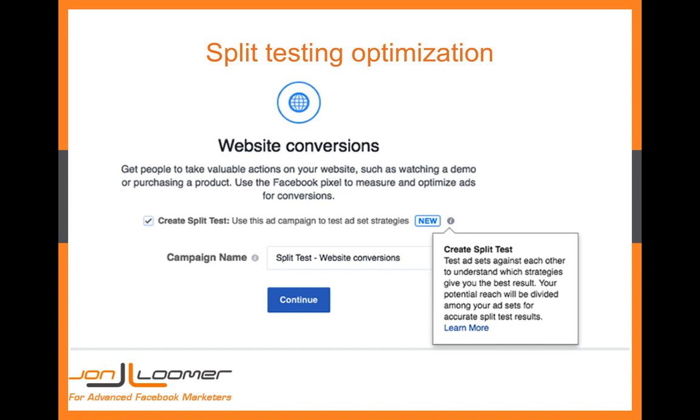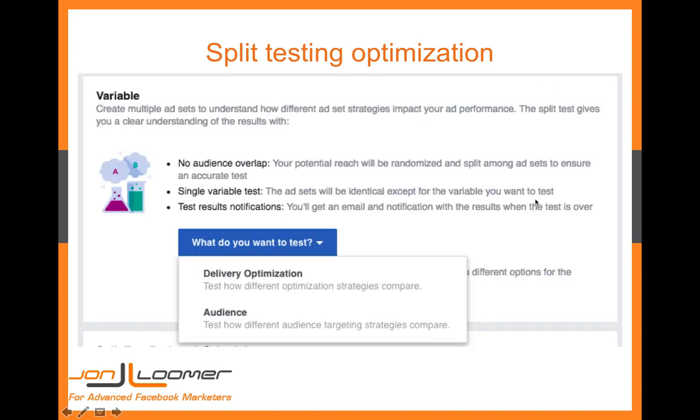So in this case, when you're in the process of creating your campaign, you select your objective for website conversions, just click that create split test option. And you can test ad sets against each other to understand which strategies give you the best result. Your potential reach will be divided among your ad sets for accurate split test results. So as you can see, the options are delivery optimization, audience.